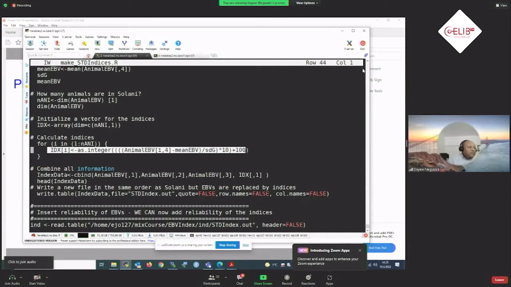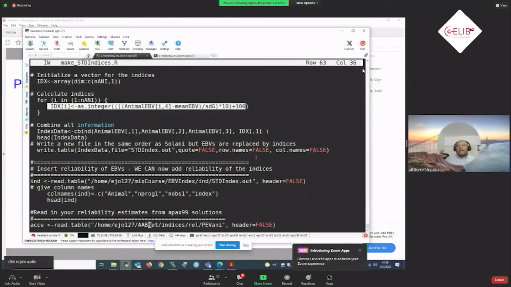You can see I take the animal EBVs of animal i, the fourth column, I deduct the mean of the EBVs, I divide by the genetic standard deviation, times 10, plus 100. Once I have done that, I write it to a file called standardized index out.